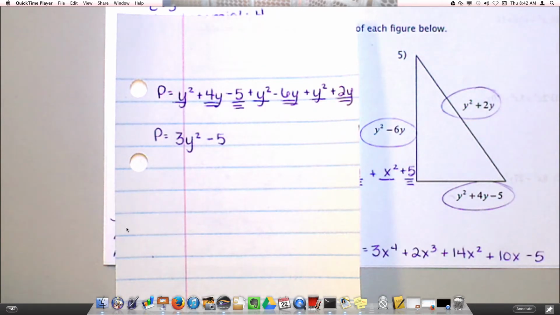So we were just going over the test review. Do you have that? I gave it to you on Tuesday, I think it was. If you don't have it, there's extra copies on the front table.